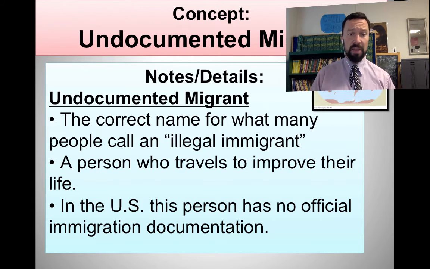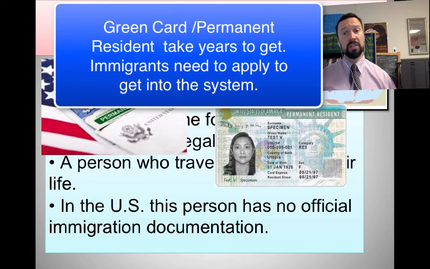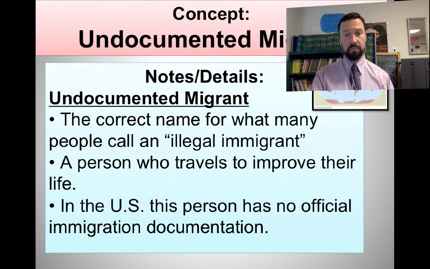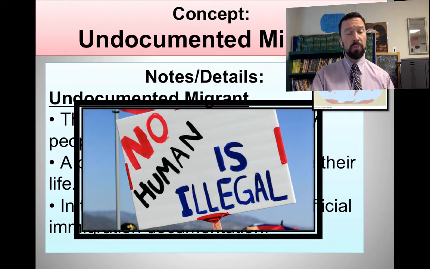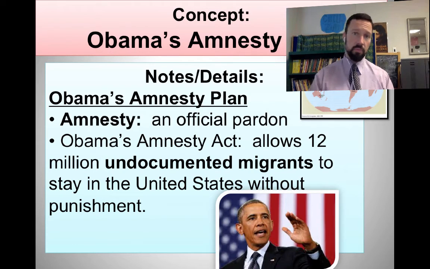Officially, undocumented migrant means in the United States, this person has no official immigration documentation. So it means they haven't started the process of actually immigrating to the United States. Therefore, they are undocumented. No human is illegal. That's why we should never use the term illegal alien or illegal immigrant or illegal anything.